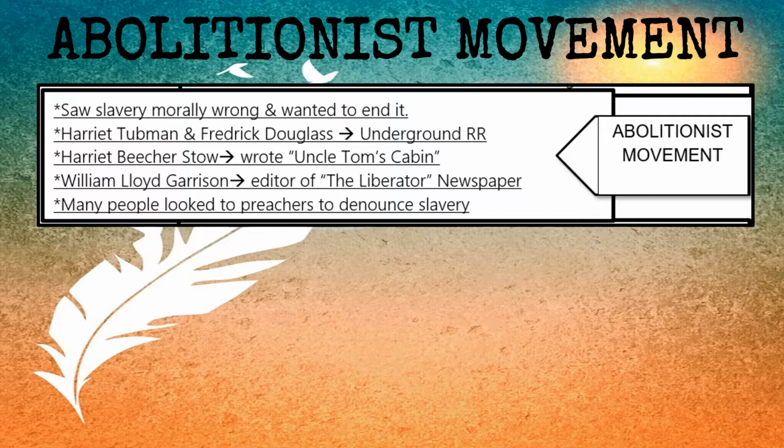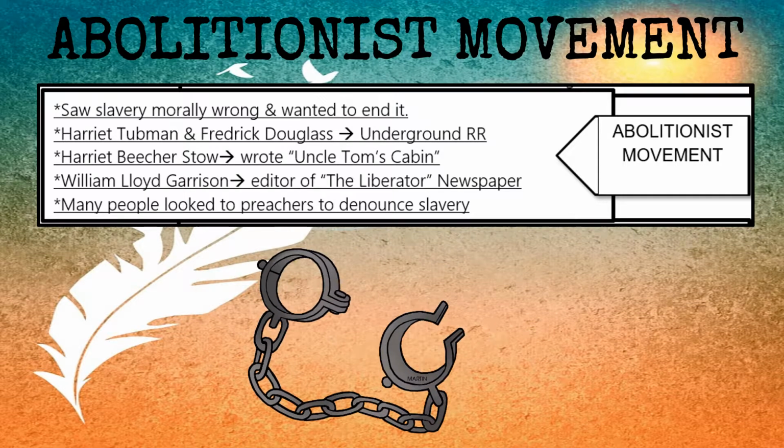Our next cause of the Civil War is the abolition movement. Again, we've talked about it. We're going to take just a little bit of notes, nothing like what we did last time under the social reform. But the abolition movement is a movement that supported ending slavery. They saw slavery as morally wrong and wanted to end it. You had people such as Harriet Tubman, a former slave, and Frederick Douglass, another former slave, trying to free slaves from the South and get them to the North through what we call the Underground Railroad.